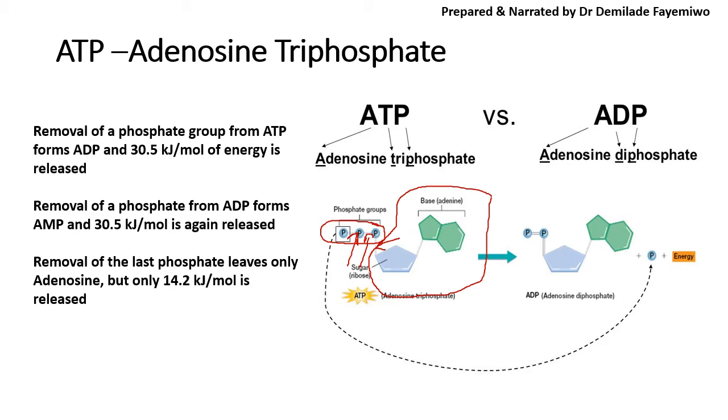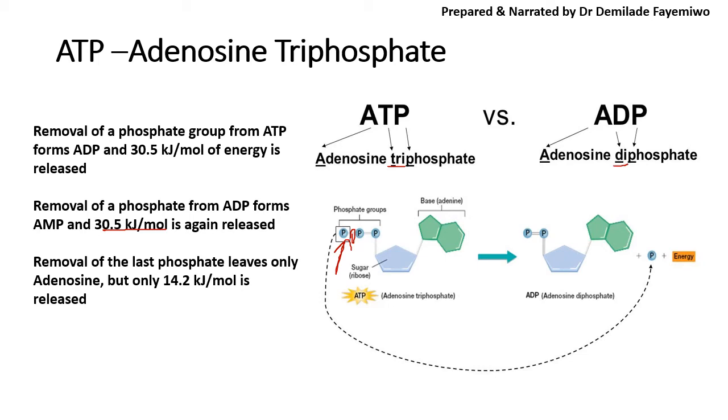Now, when you remove the first phosphate group, so I'm just going to erase so that you can see again what I'm doing. When you remove the first phosphate group, which would be this one, and that means you're breaking this bond over here, you release 30.5 kilojoules per mole of energy, and then you form adenosine diphosphate. So the reason this is called triphosphate is because it has 3 phosphate groups. So when you remove one phosphate, you're left with 2 phosphate groups, and that's diphosphate.